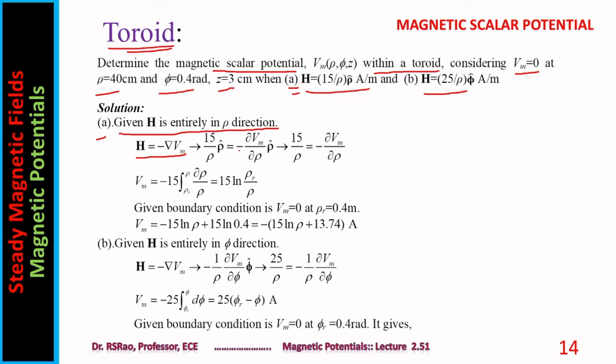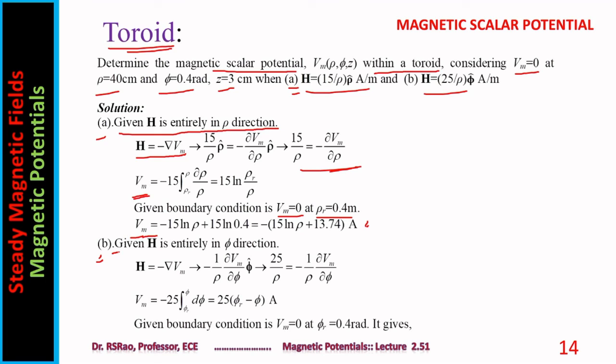Grad Vm is dou Vm by dou rho rho cap. By solving this, we get Vm as 15 natural logarithm (rho r by rho). Given boundary condition is Vm is 0 at rho r equal to 0.4 meter. From this, Vm comes out as minus 15 natural logarithm rho plus 13.74 amperes.